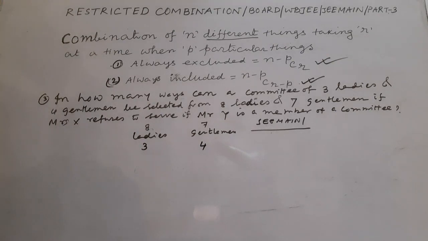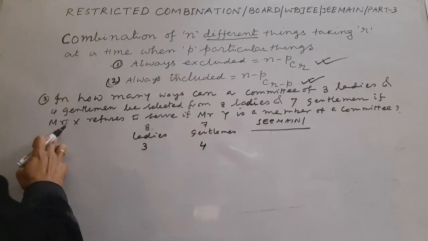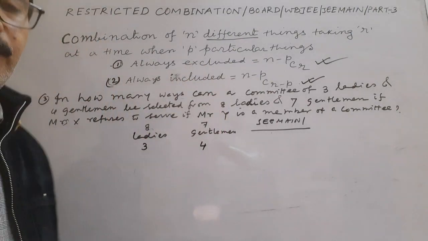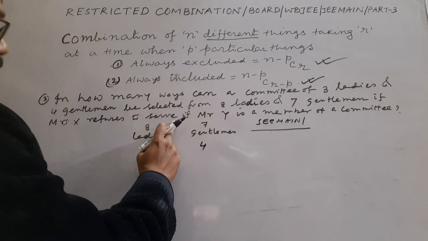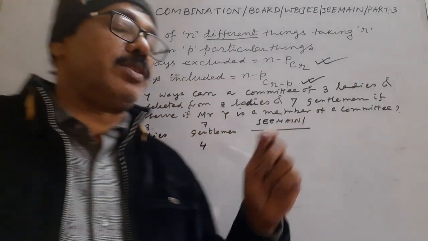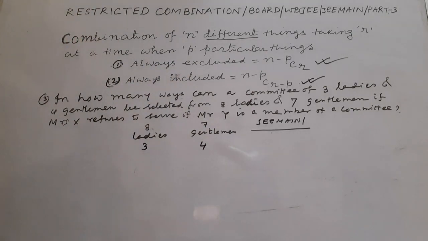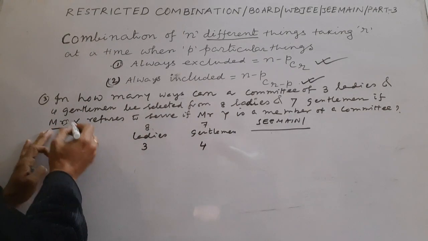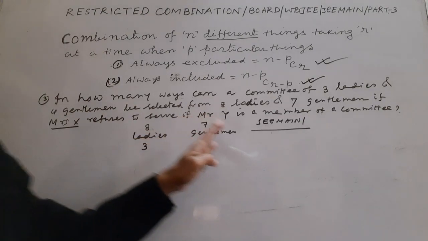In how many ways can 3 ladies and 4 gentlemen be selected if Mrs. X refuses to serve if Mr. Y is a member? Mrs. X will not be a member if Mr. Y is a member. So they have enmity. So Mrs. X does not wish to serve if Mr. Y is a member.